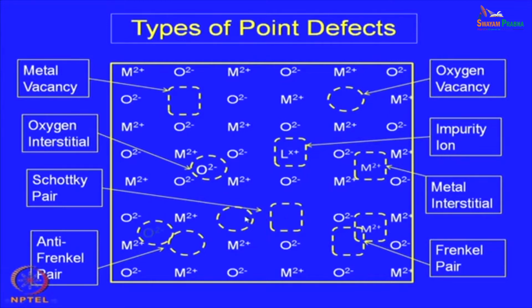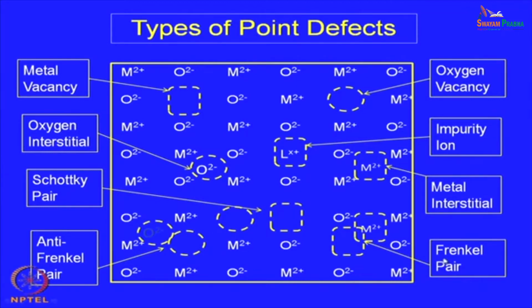So, it is a metal vacancy and oxygen vacancy, both the sublattices have vacancies in them, and they come closer to each other. In fact, they move also. If they want to move in the lattice, they normally move in pairs.